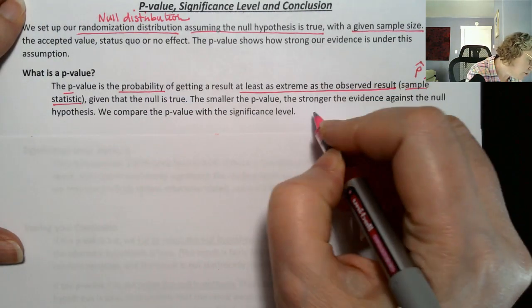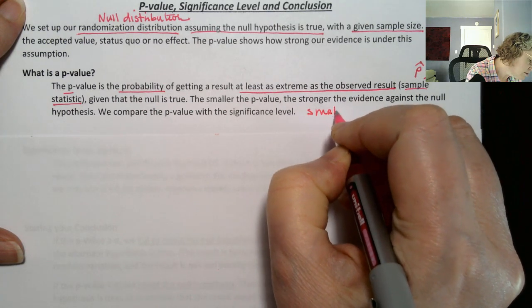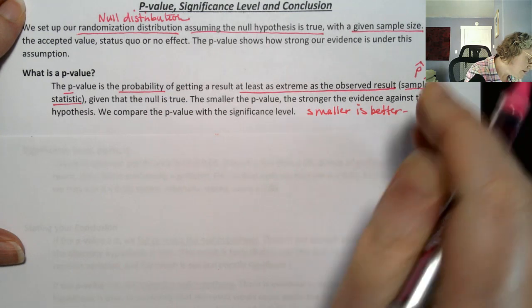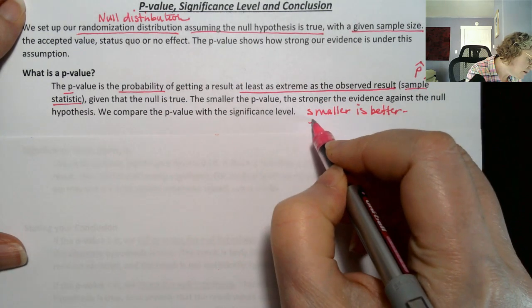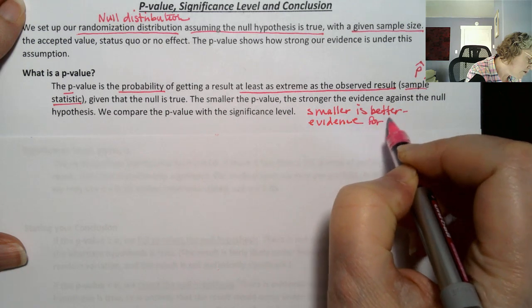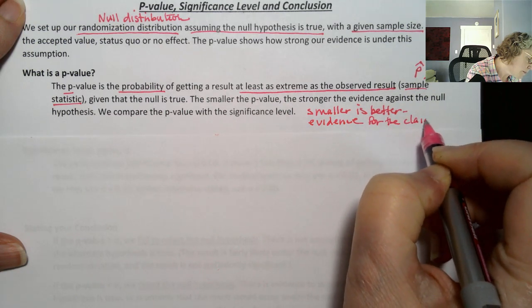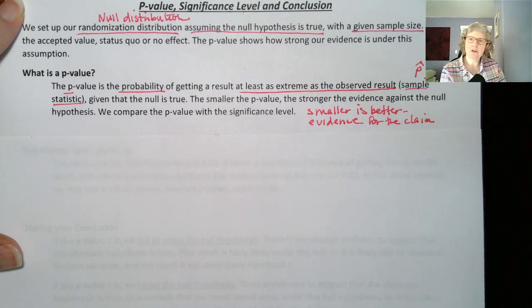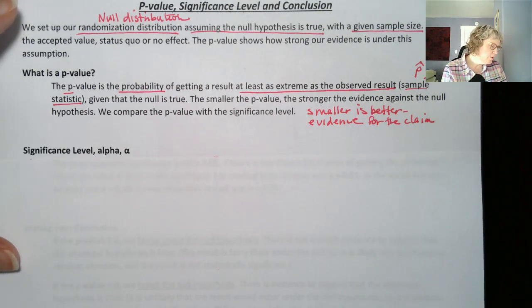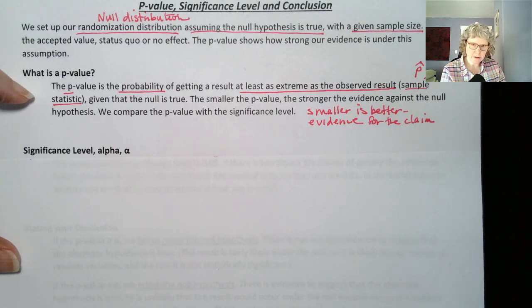Okay, so I'm going to write smaller is better. That's evidence for the claim, or evidence against the null. You can say it either way. Now remember how we compared, once we got our p-value, that was the chance of getting the result we got, or towards the tail. Then we compared that with alpha.